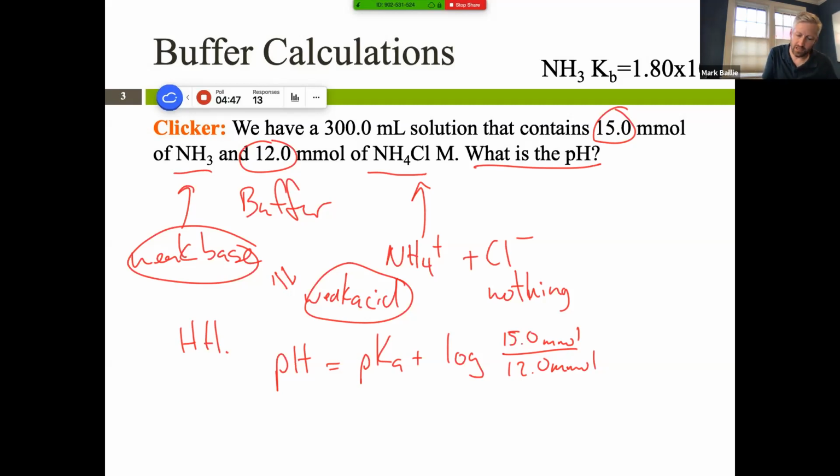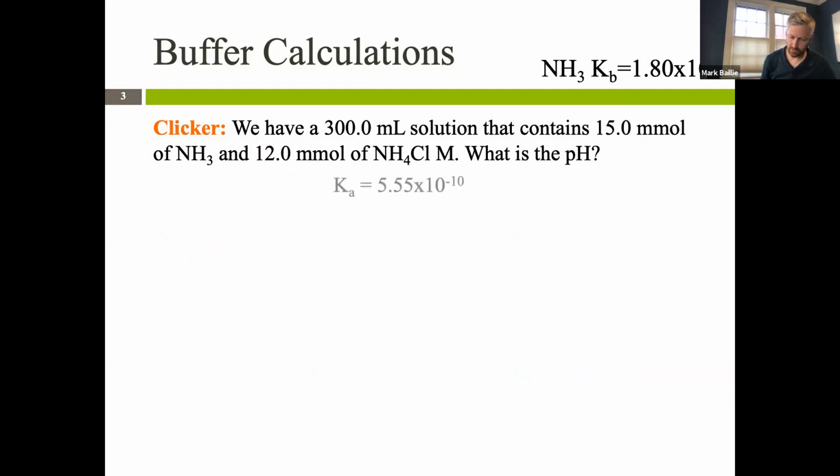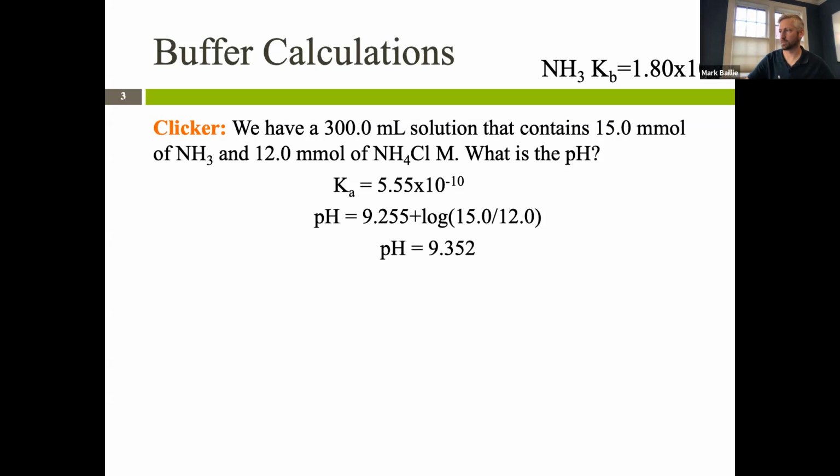Okay, we have the Kb, so I just calculated Ka times Kb equals Kw. Found our Ka. And then I found the pKa, the negative log of that Ka. And then I added the conjugate base over acid pair. So I found a pH of 9.352. Does that number make sense?